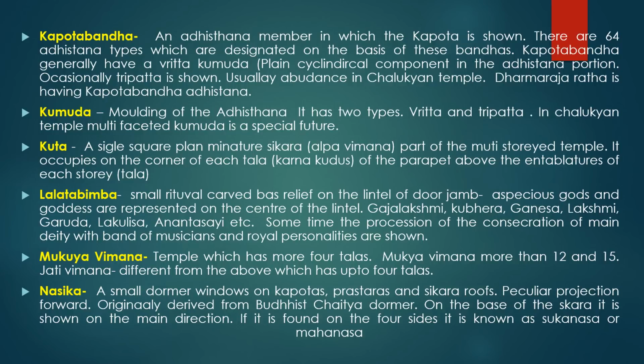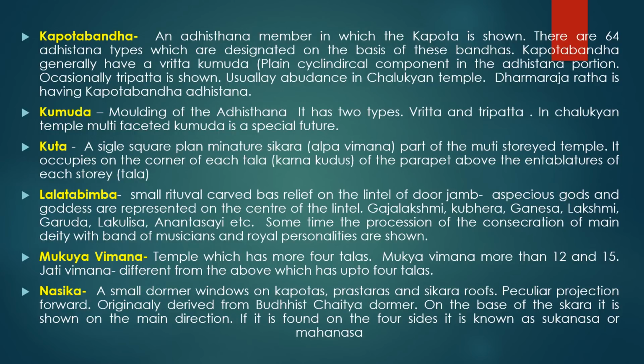Kuda. Yes, a single square plan miniature Sikhara, that is Alpa Vimana, part of the multi-story temple. Yesterday also I mentioned the Karnakudus in the pyramidal roof of all the temples in South India. We have these Kudas, Panjaras, and Salas, again Panjaras and Karnakudu. This is the order of each tala.